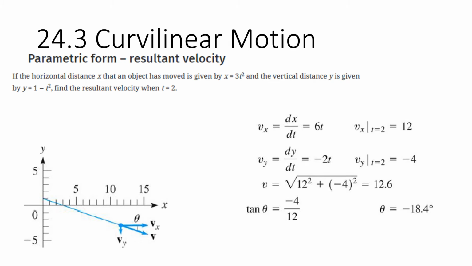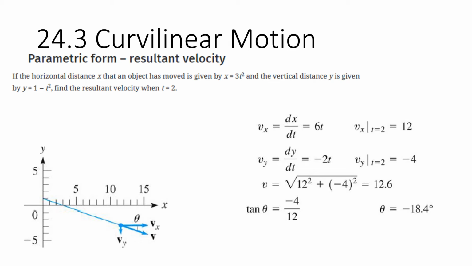And then to find the angle, or the direction that it's moving, I would take the arctangent of negative 4 over 12, because I know the tangent of theta will be negative 4 over 12, so I take the reverse tangent. Some calculators say arctangent, other calculators have a button that says tangent to the minus 1 power. They both mean the reverse of tangent. So I plug that into my calculator. I know that it's pointing at negative 18.4 degrees. So that's pretty much how we would solve a parametric curvilinear motion.